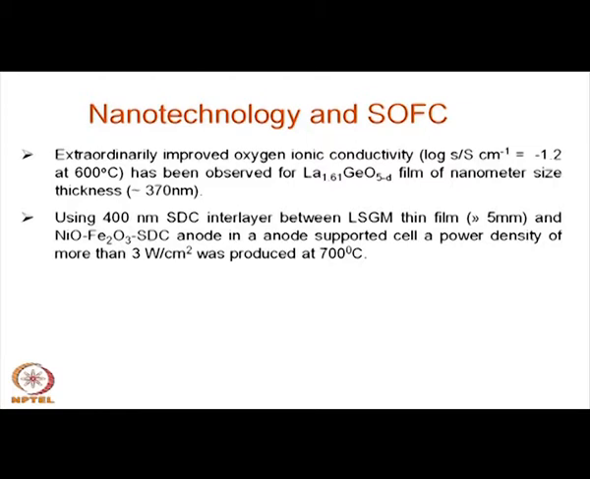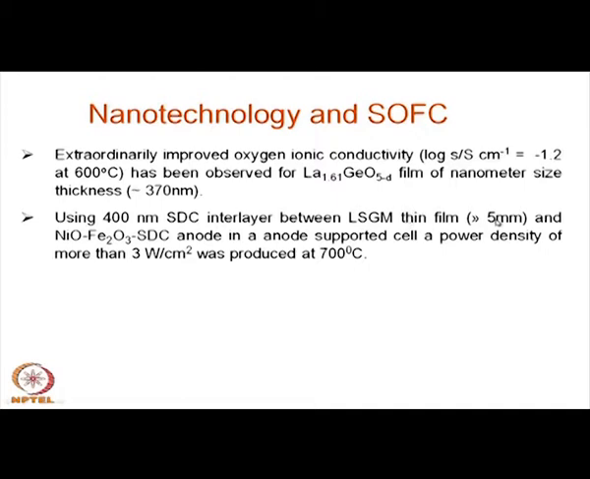Using 400 nanometer SDC, this is cerium oxide interlayers, okay, interlayer between LSGM. This is strontium and magnesium doped lanthanum gallate. This is pure lanthanum gallate. Here it is actually strontium and lanthanum that improves the expansion coefficient and also the electrical conductivity as such.